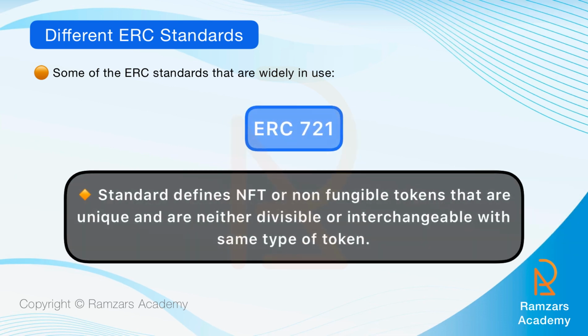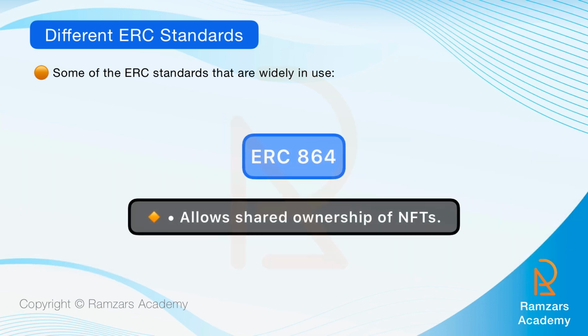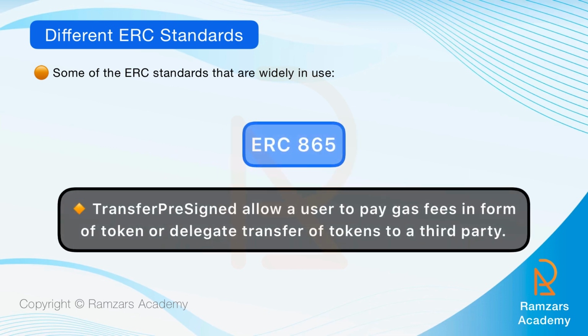The next standard we are going to talk about is ERC721. This is the standard for non-fungible tokens. We will be talking about this standard in detail. Another token standard, ERC864, allows shared ownership of NFTs between different parties. There is the ERC865 standard, which is an extension to ERC20 tokens. This allows users to pay gas with a token rather than native coin in a single transaction. It can help in wide adoption of cryptocurrency and improve the user experience for token users.